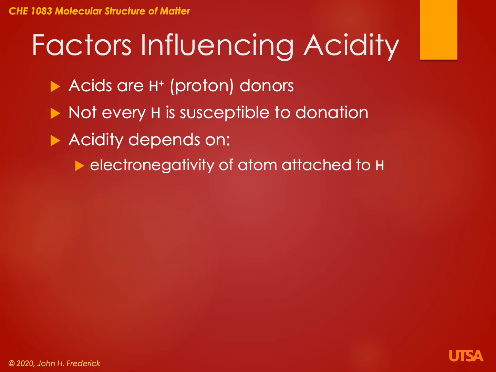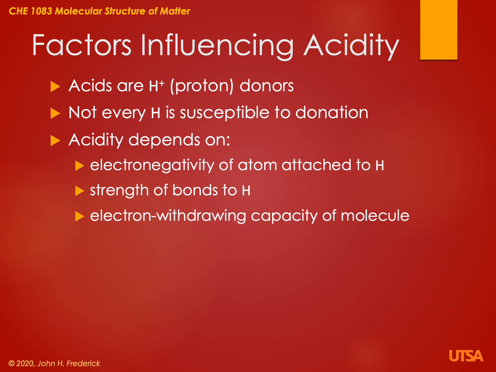Obviously, the electronegativity of the atom to which hydrogen is attached is going to make a difference, because if it's more electronegative, it can withdraw electrons from the hydrogen, making it more likely that it can be lost as a proton. We'll also care about the strength of the bonds that hydrogen makes with whatever it's attached to, and the electron withdrawing capacity of the rest of the molecule. If the other parts of the molecule draw electrons away from the part where the hydrogen is, that will also make it more acidic. Finally, we'll be interested in the stability of the anion that remains after the H+ is removed. If it's more stable, it turns out it'll be easier for us to get that hydrogen off and therefore make it more acidic.